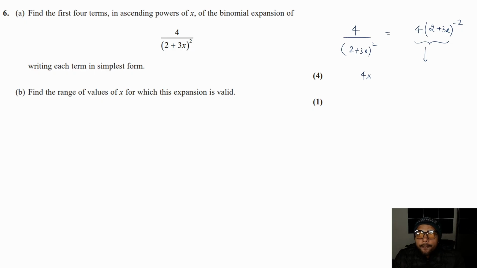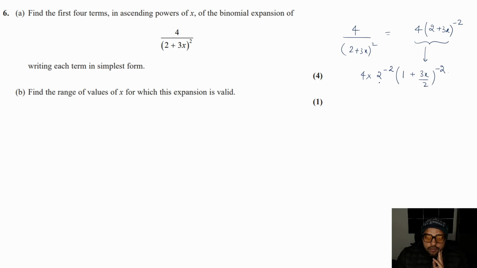We'll take the 2 common from this bracket. When we take 2 common from the bracket, what do we get? 2 raised to the power negative 2, because the whole power component here is negative 2. So whatever common number we take out of the bracket will be expressed with the power. Inside the bracket we will get 1 plus 3x by 2, raised to the power negative 2.